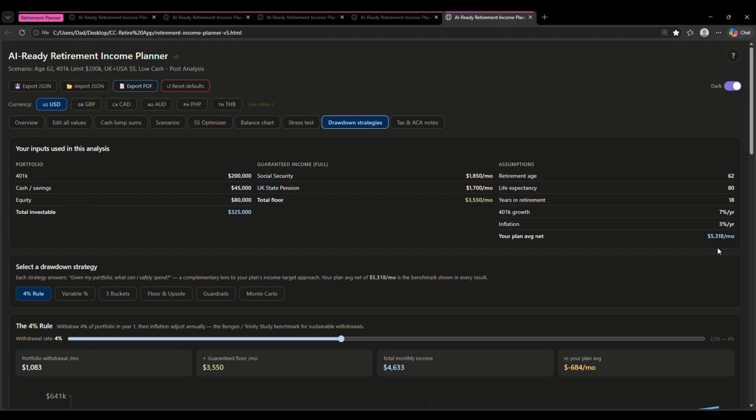This summary box matters because every strategy uses these exact numbers. There's no separate data entry. Everything flows straight from the existing plan that you've already been working on.